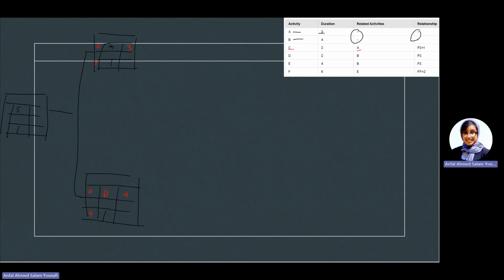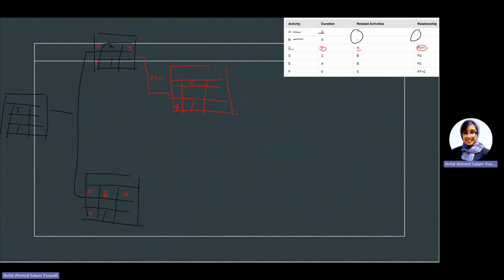C has a related activity, which is A. I'm gonna draw my C in here. Okay. So that is my C. C is coming from A and it's saying finish start. So I need to finish A and start C, which is basically called FS plus 1. And the duration for C is 2 days. I'm not going to plug in the numbers until the very end.